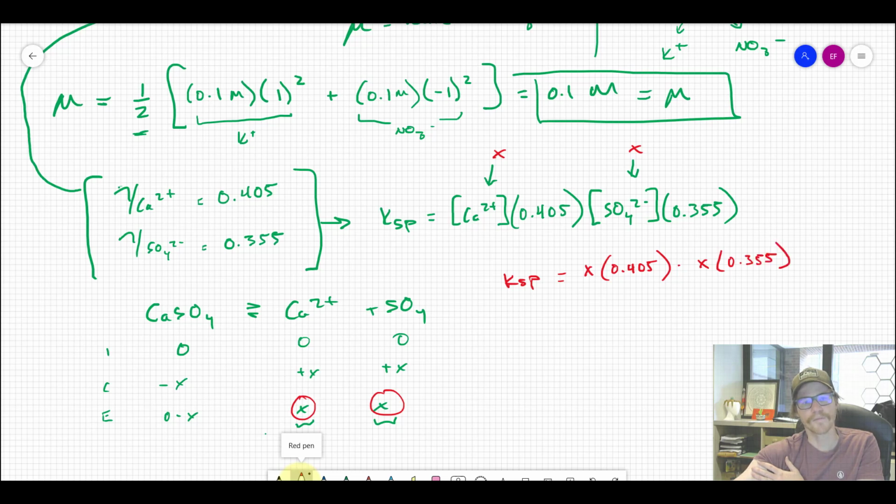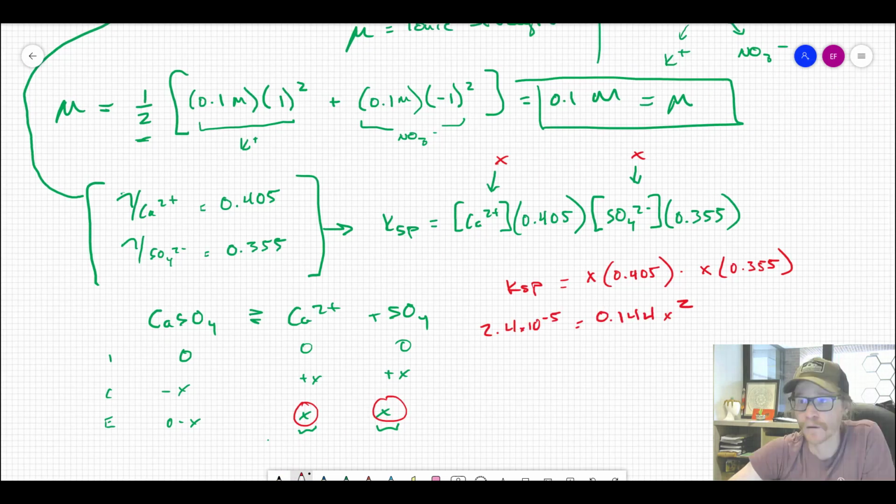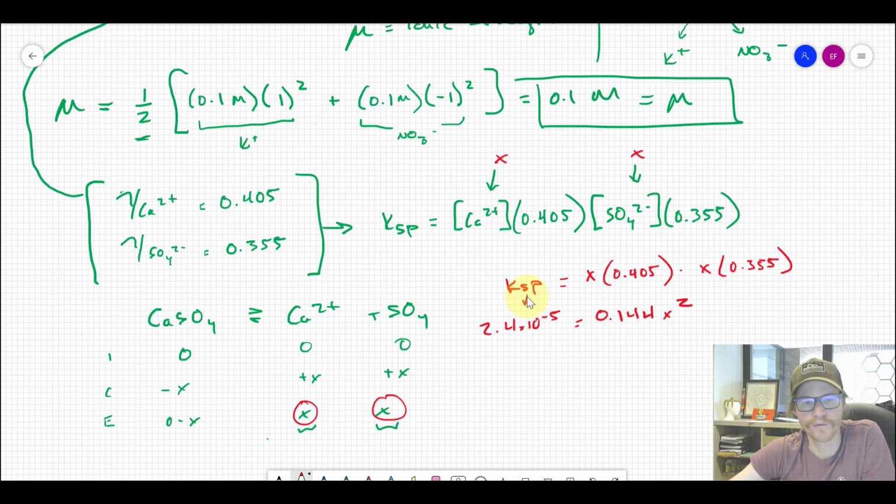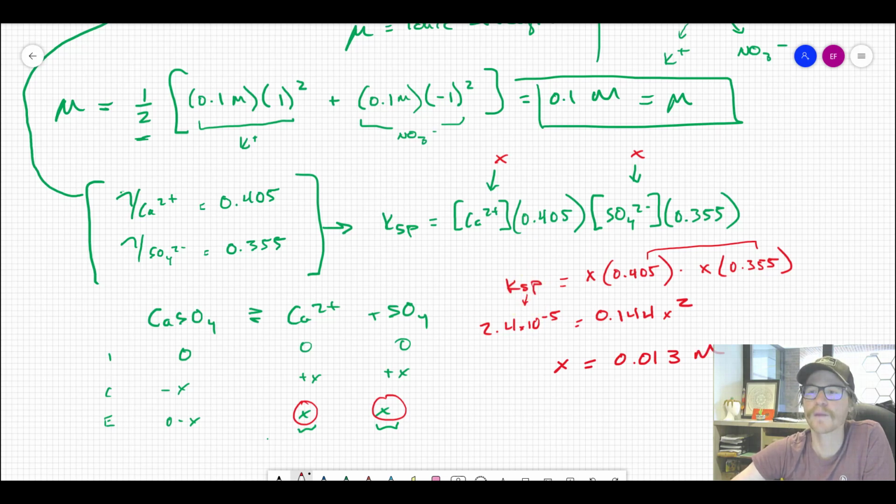So we can divide into the KSP first the 0.405 and the 0.355 values, and then we'll have that equal to x squared. So the 2.4 times 10 to the minus 5, this is the KSP. 0.144 is just the 0.405 multiplied by the 0.355, and then collecting like terms gives us x squared. So we can solve this, and this gives us a value x equal to 0.013 molar.